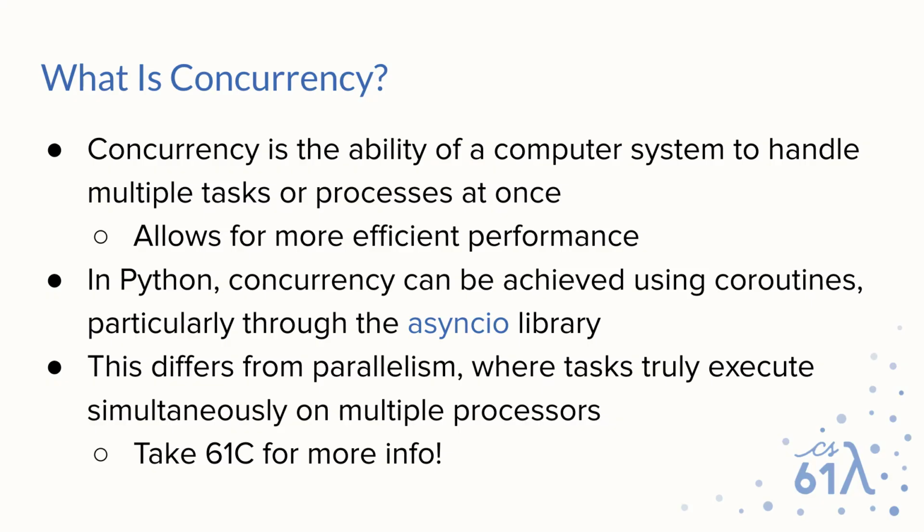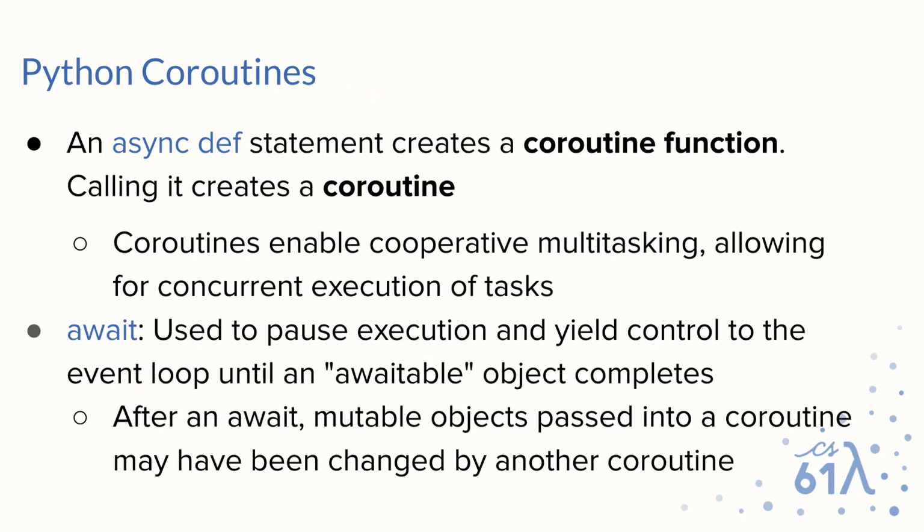This also differs from parallelism, because there we execute tasks simultaneously on different processors. This is more of a 61C thing. If you're into processors and computer architecture, take 61C for more info on this. But in 61A, we just work with the async library for now. And I'll show you the different functions for the Python coroutines.